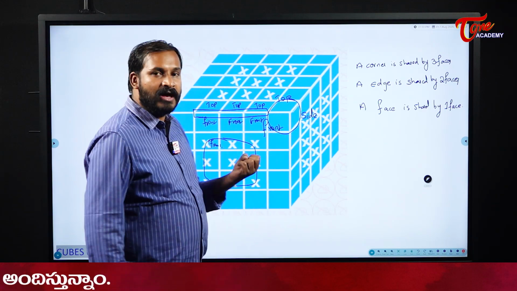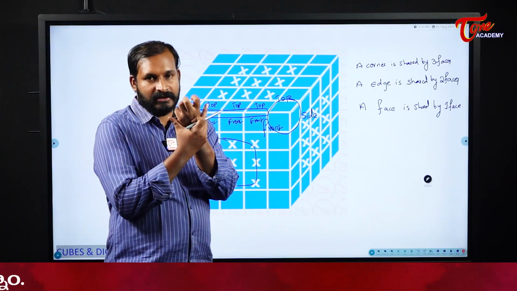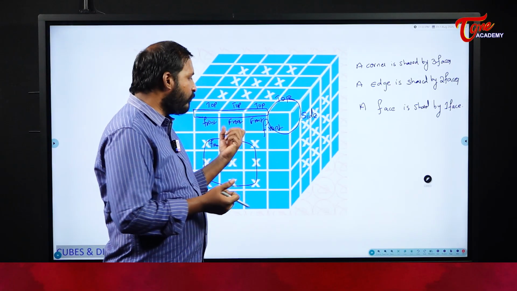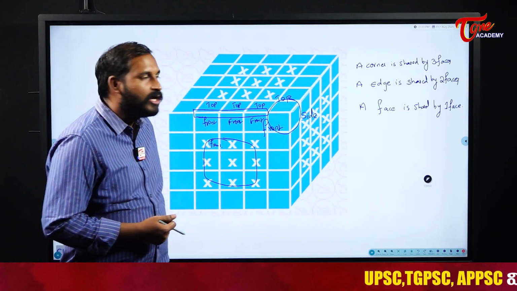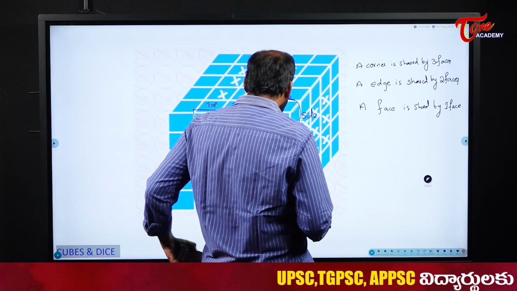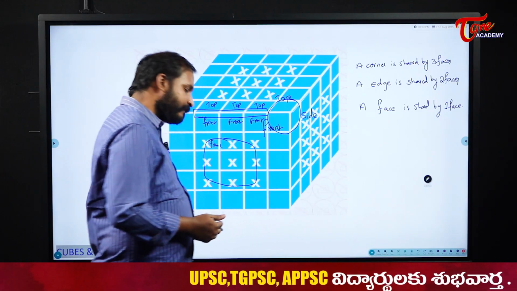Now, similarly, we will have a core portion, right? That means the central core portion. Can we see the core portion of a cube anywhere here? No, we cannot see the core portion. So that means the middle cubes, we cannot see the middle cubes.